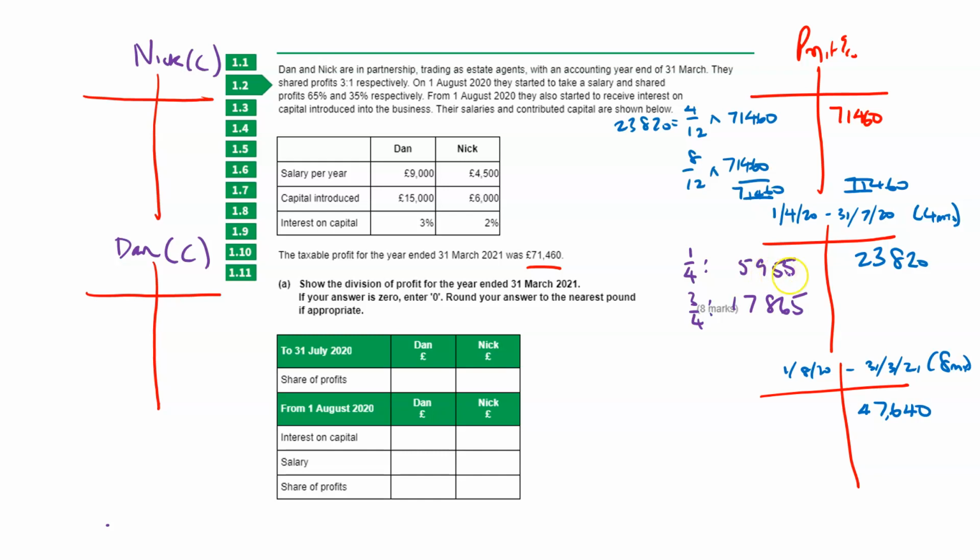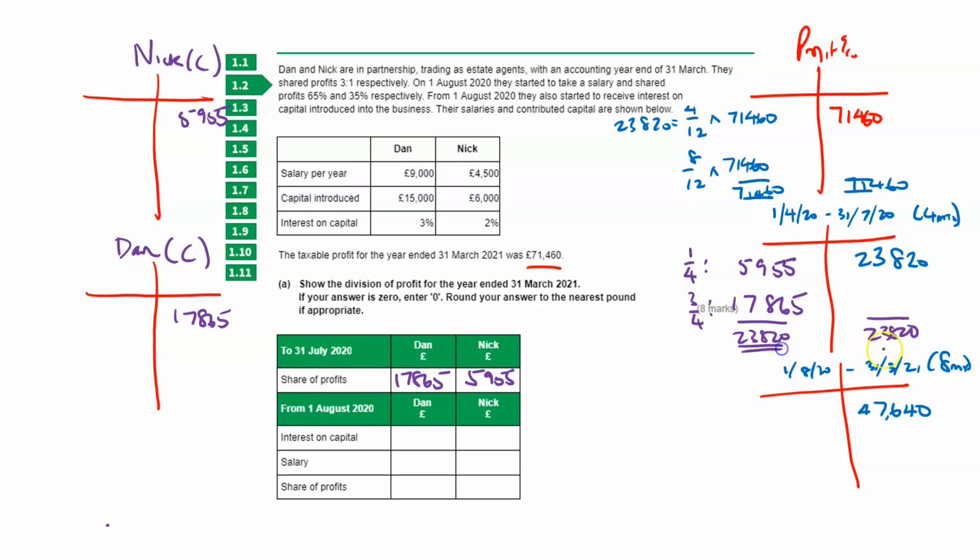So I'm debiting this profit account and putting that in Nick's account, 5,955. And then this is the 17,865. Right? So that's really the same thing here. Dan gets 17,865 and Nick gets 5,955. But this is the double entry. So this closes 23,820.